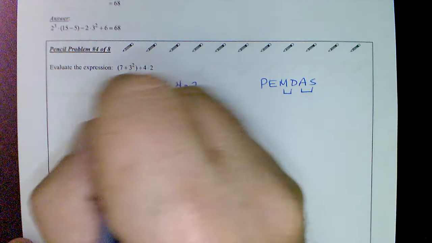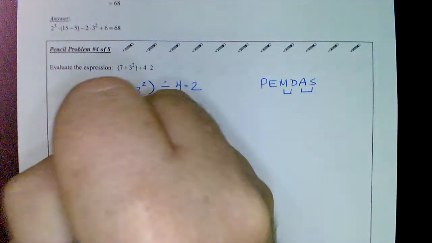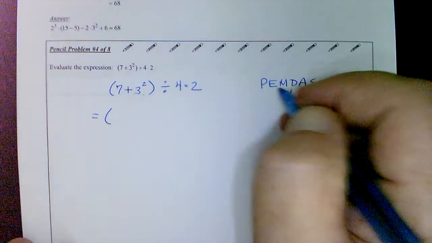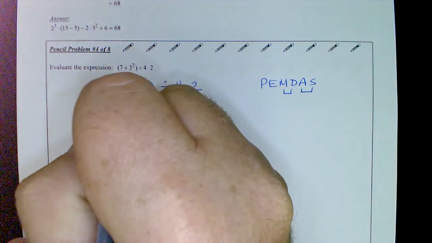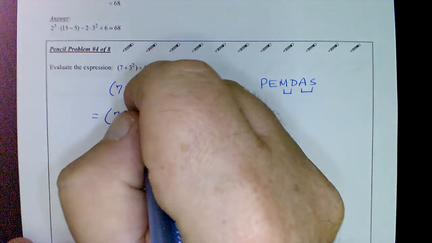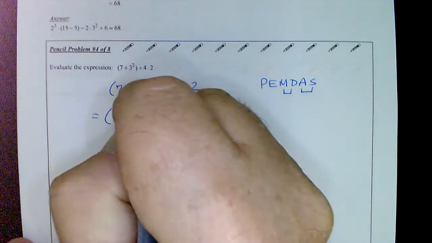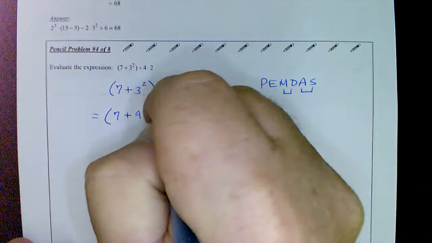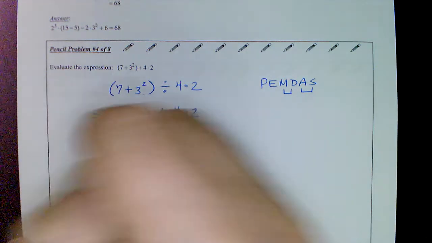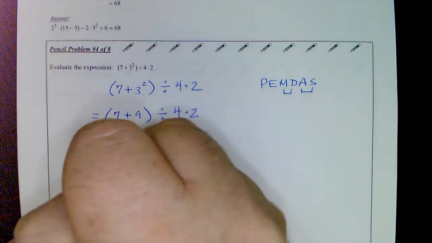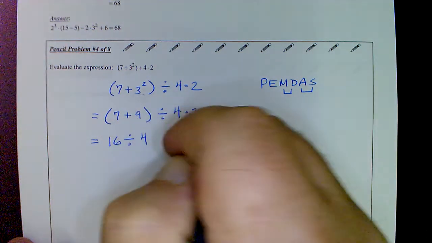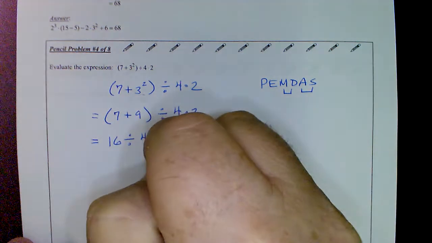Parentheses first. So inside the parentheses, following the order of operations, we see that we have an addition and an exponent, and exponents come first. So again, best practice, rewrite everything, we do one operation at a time. So 7 plus, we're evaluating 3 squared, which is 9. Close the parenthesis and recopy everything else. Continuing to work on parentheses, 7 plus 9 is 16. And recopy divided by 4 times 2.